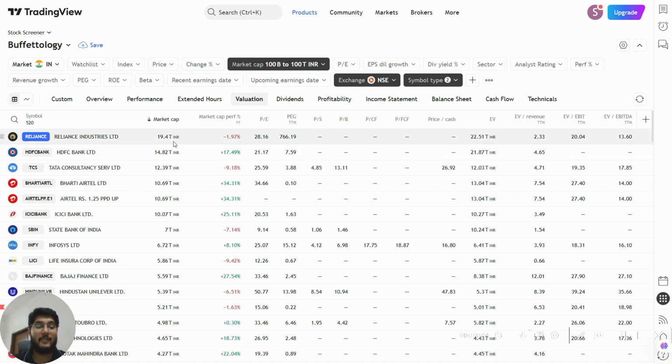I'm so sorry, it was not dollars, it was INR. Now, Bharti Airtel has 10.69 trillion rupees as the market cap. Now, we have various other ratios over here, which is PE ratio, price to equity ratio. Then we have price to book ratio, and price to FCF ratio. So, free cash flow ratio.